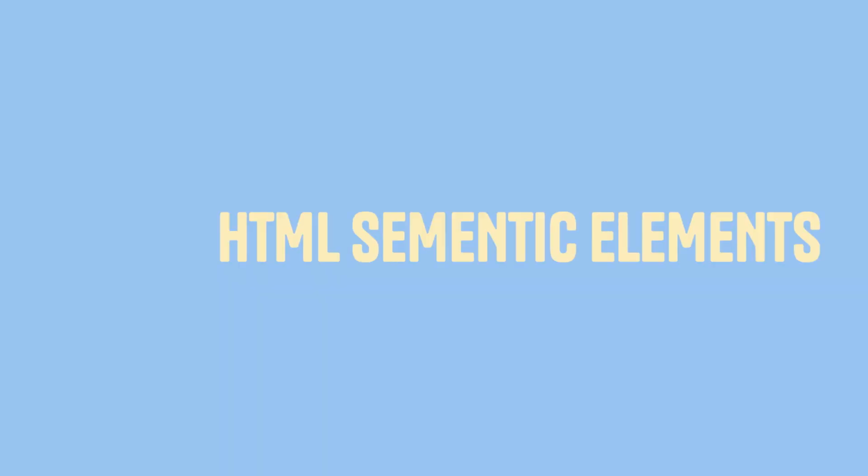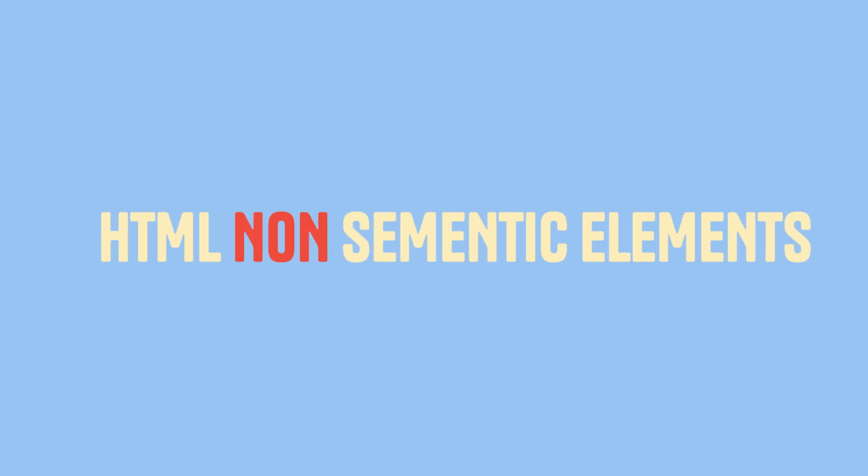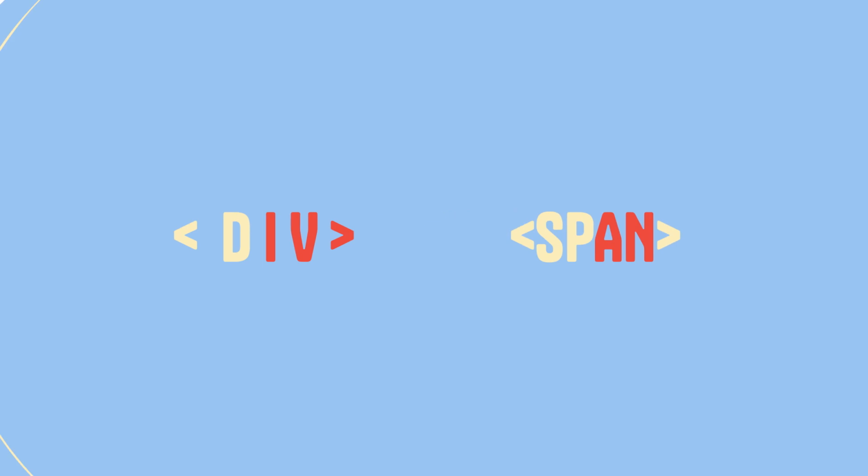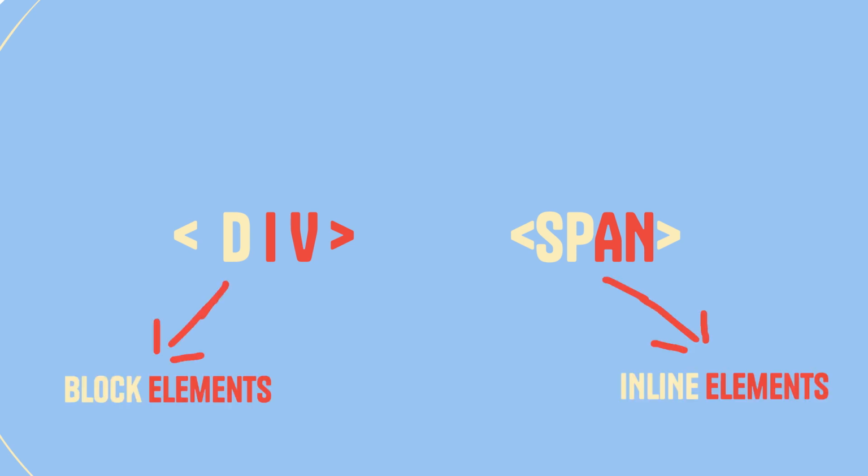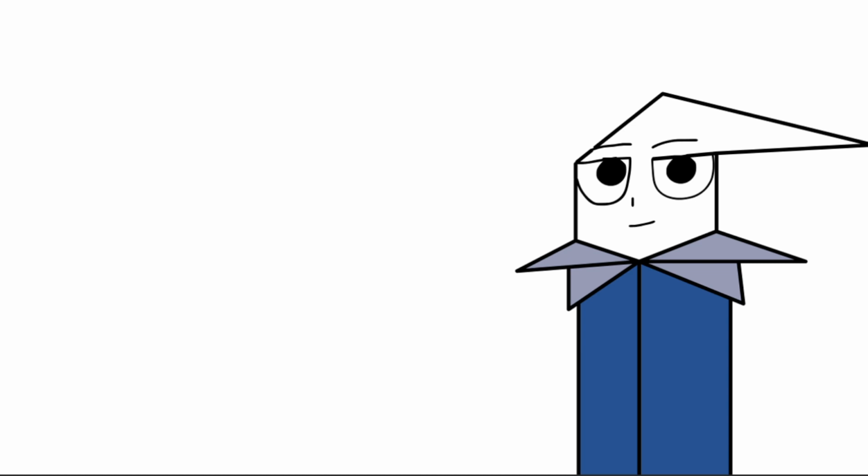But before we talk about HTML semantic elements, let's talk about HTML non-semantic elements, div and span. These two are not semantic elements, which means they don't have any meaningful content, and there is a big difference between them. Div is a block element, and span is an inline element.